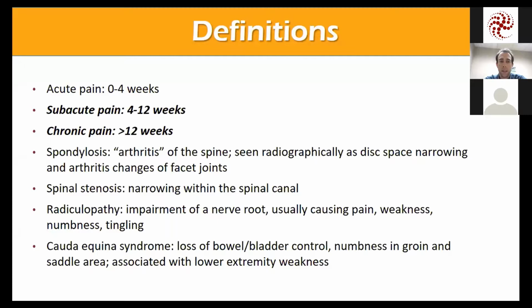And then the term radiculopathy refers to if there's a nerve that's pinched in your spine, and that can cause radiating pain down an arm or a leg, numbness, tingling, weakness. And then the most concerning symptom of neurological impingement would be cauda equina syndrome. That's where you have severe narrowing in the central spinal canal that can cause bowel bladder dysfunction, numbness in the saddle area, and lower extremity weakness. And that's one of the few neurological emergencies with back pain.